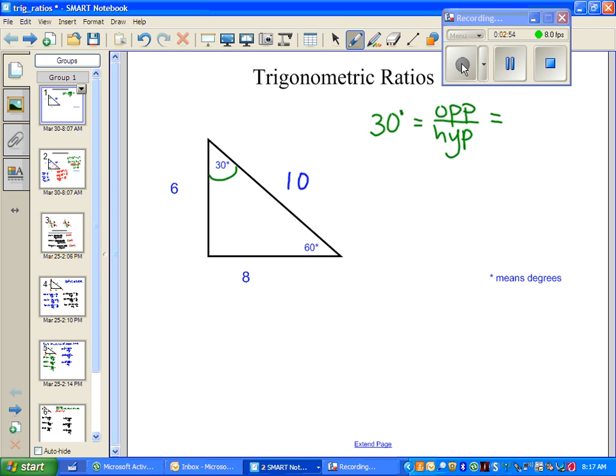Can anybody tell me what that ratio would be? Anjan? 8 over 10. 8 over 10. And Anjan, can you simplify that fraction for me? 4 over 5. Right, 4 over 5. Excellent.